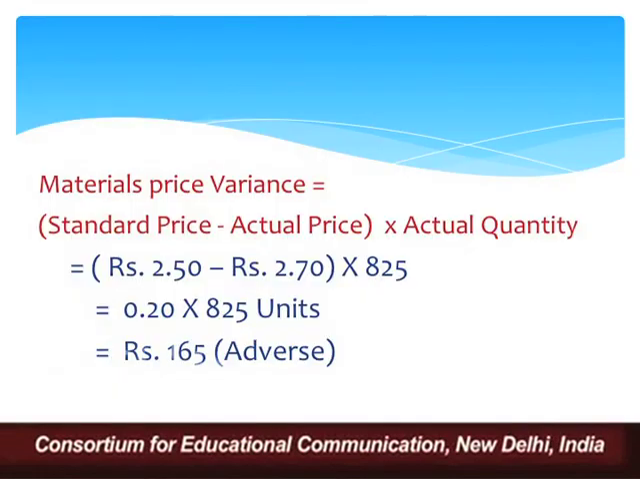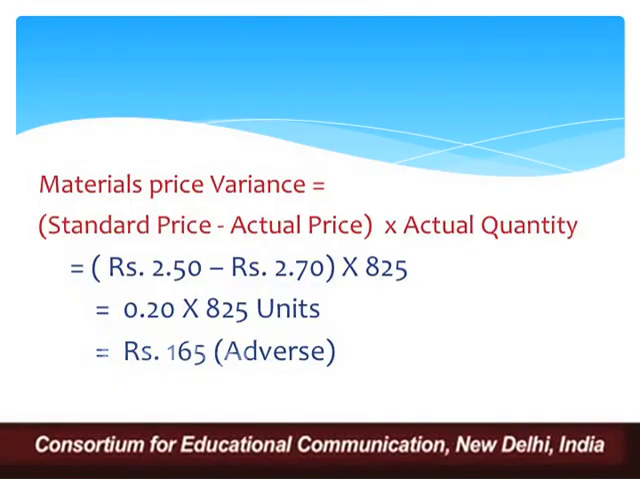Once it is computed, now we have to justify this by computing subsequent two variances, that is the price variance and usage variance. And remember, as I told you earlier also, that the sum total of price variance and usage variance should be equal to material cost variance. So once material cost variance is computed, the next step is to compute material price variance. So let's go ahead with computation of material price variance.